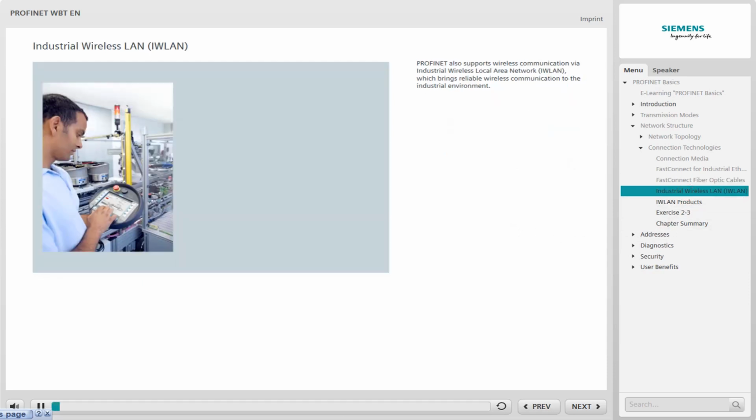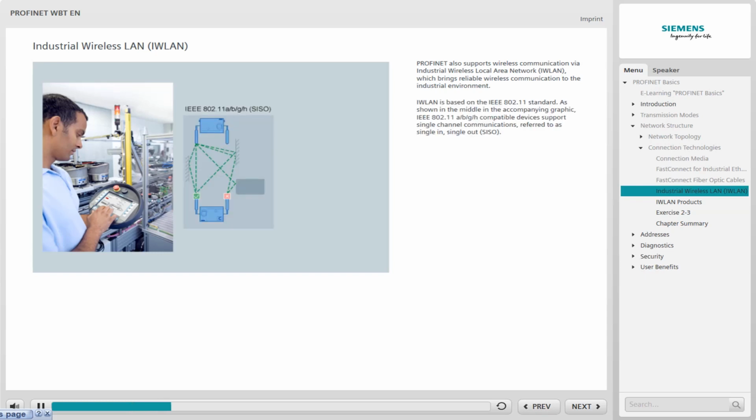In addition to copper and fiber optic cables, PROFINET also supports wireless communication via Industrial Wireless Local Area Network (IWLAN), which brings reliable wireless communication to the industrial environment. IWLAN is based on the IEEE 802.11 standard.